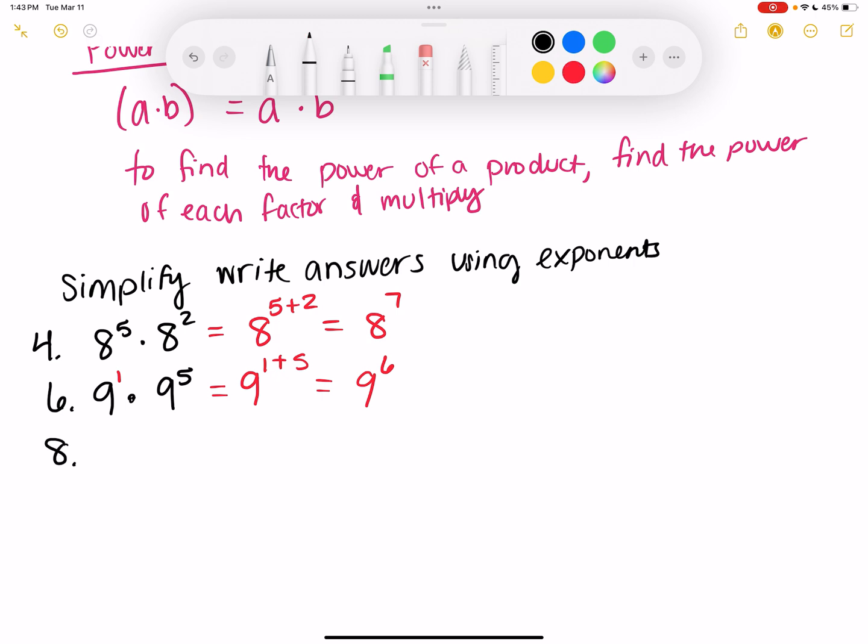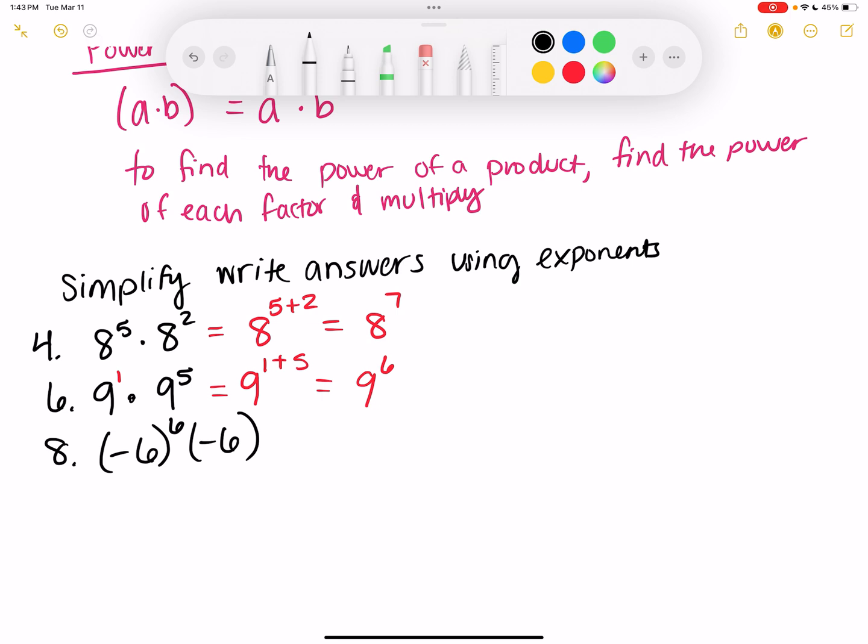Number 8. In parentheses, -6 raised to the 6th times another -6. Okay, and it's really important: if that negative's outside, then it just follows it through. But if it's inside, I've got to make sure I'm leaving it inside, because otherwise my final answer can be off if I was actually multiplying them through.